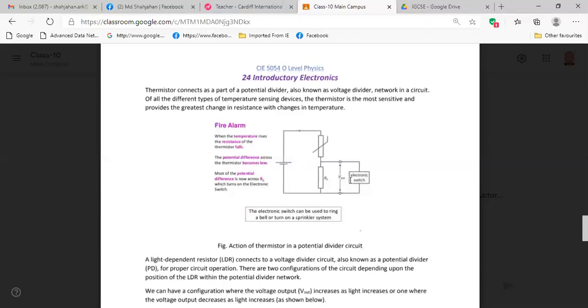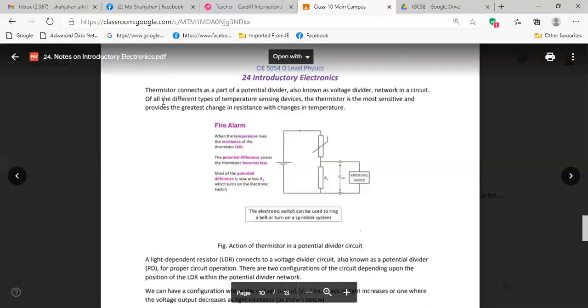Is it clear now? Yes, sir. So you write here the heading: application of potential divider.